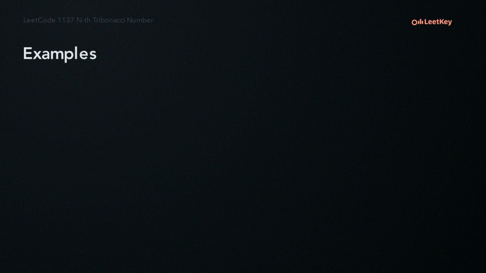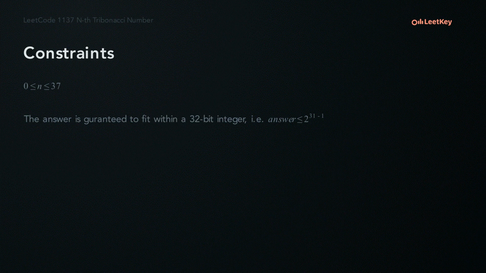For example, example 1. Input n is 4. Output is 4. Example 2. Input n is 25. Output is 1,389,537. The constraints are n is an integer between 0 and 37. The answer is guaranteed to fit within a 32-bit integer.